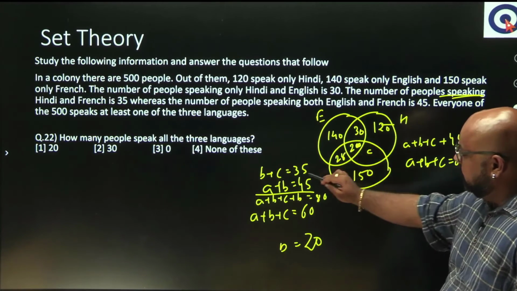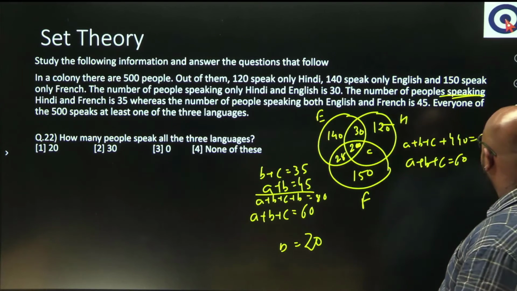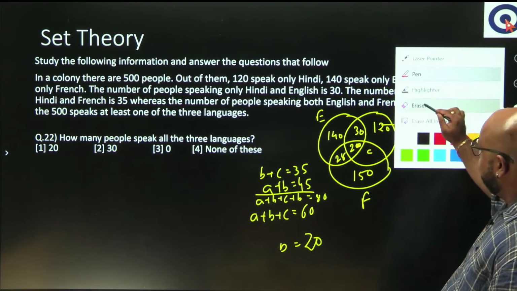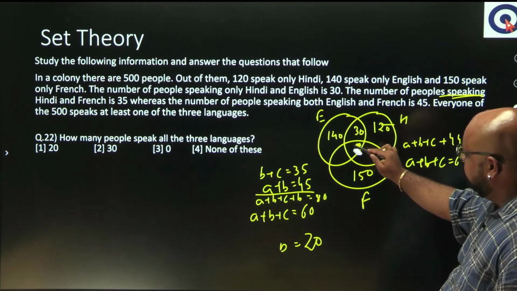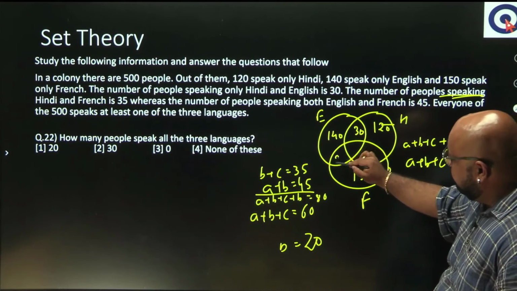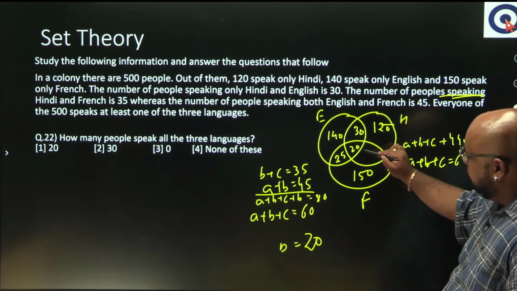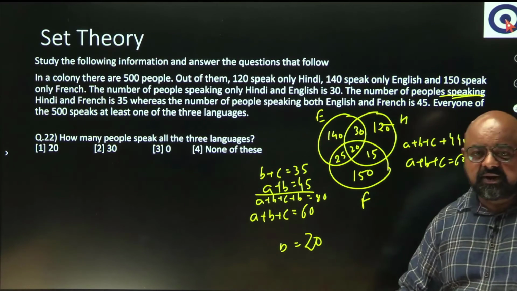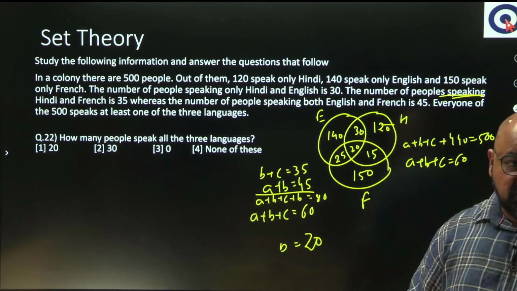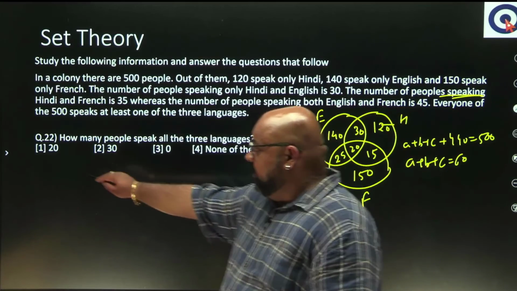And here, since B plus C is 35, B is 20, C will be 15. This is 25, this is 20, this would be 15. I'd write it properly: 25, 20 and 15. So I know the number of each part. Then I look at the question. How many people speak all the three languages? Simple, 20.